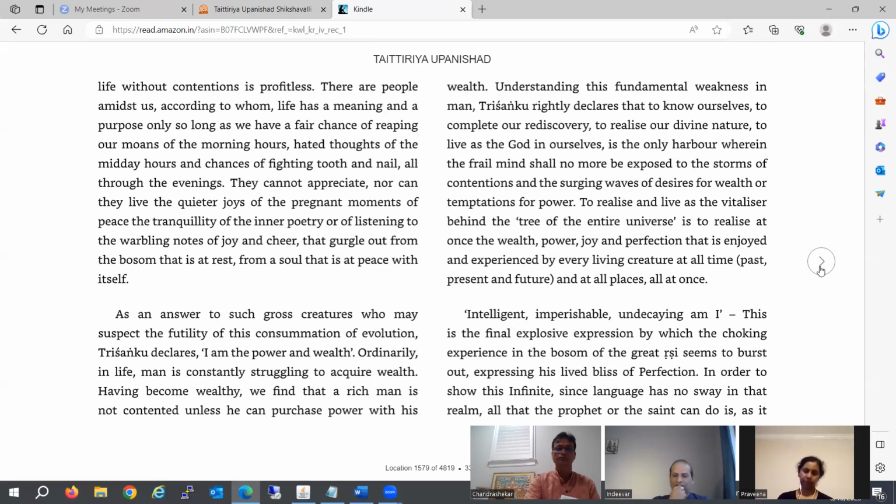To realize and live as the vitalizer behind the tree of the entire universe is to realize at once the wealth, power, joy, and perfection that is enjoyed and experienced by every living creature at all time, past, present, and future, and at all places, all at once. Dravinagam savarchasam. That for that. Dravinagam.